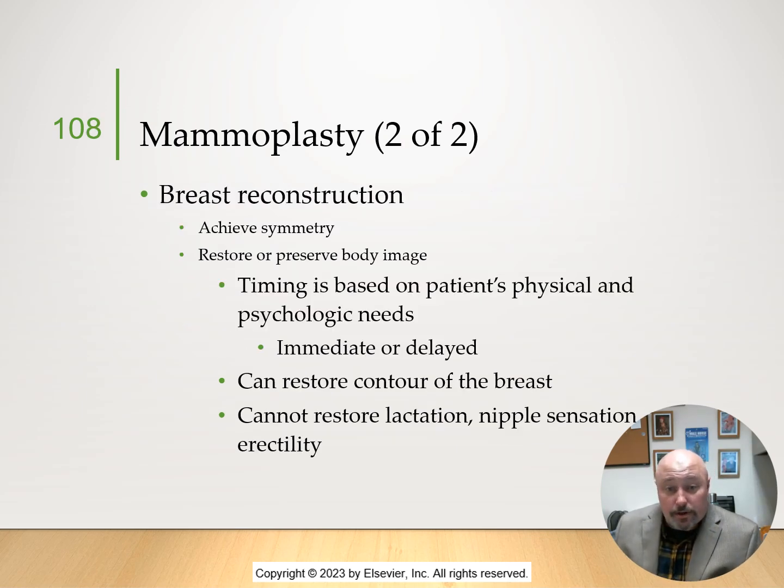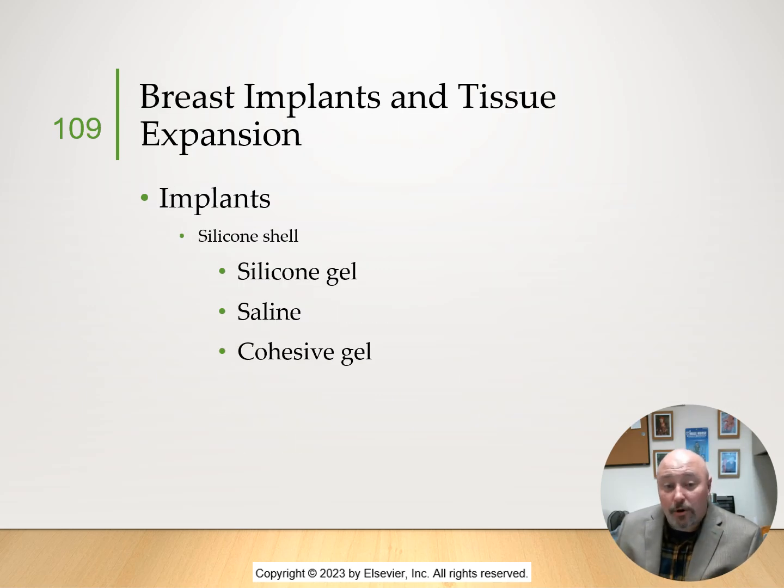The goals of breast reconstruction include things like achieving symmetry, restoring and preserving that body image, and the timing is based on the patient's physical and psychological needs. They could be immediately after surgery, or they could wait until they've recovered a bit. There are different forms of implants, everything from silicone gel, saline, to a cohesive gel.